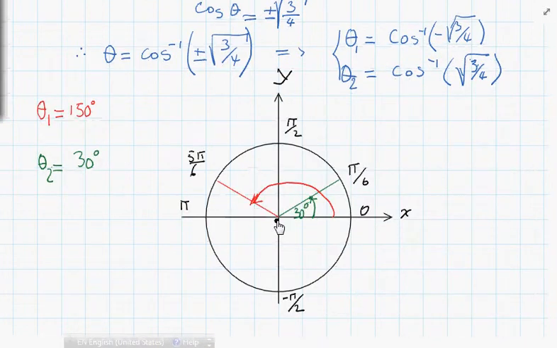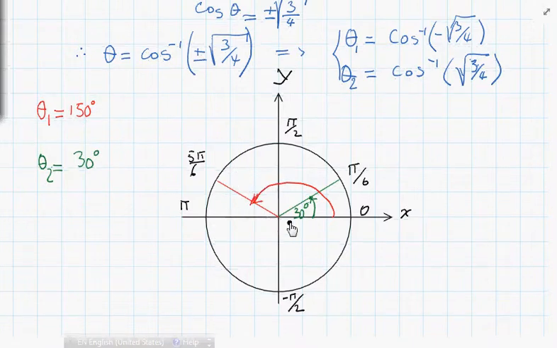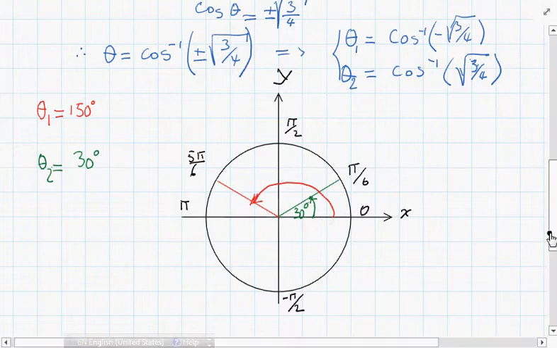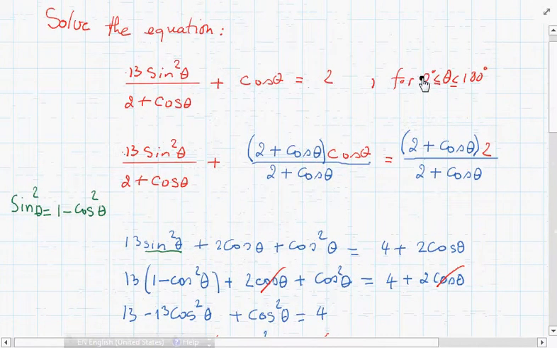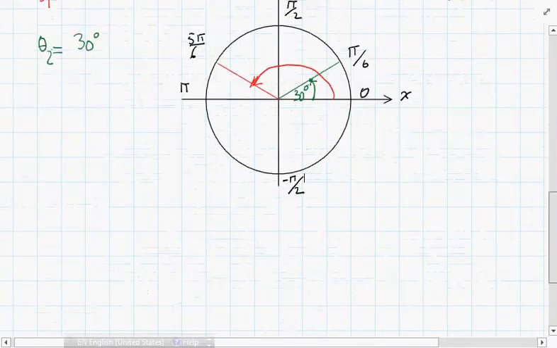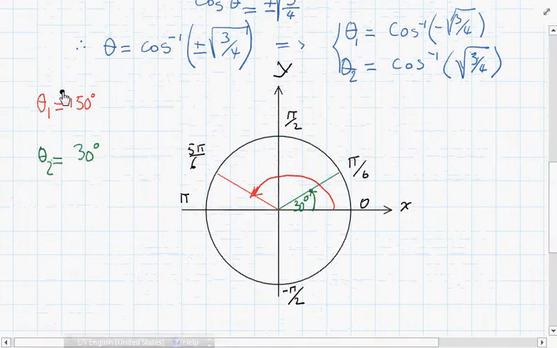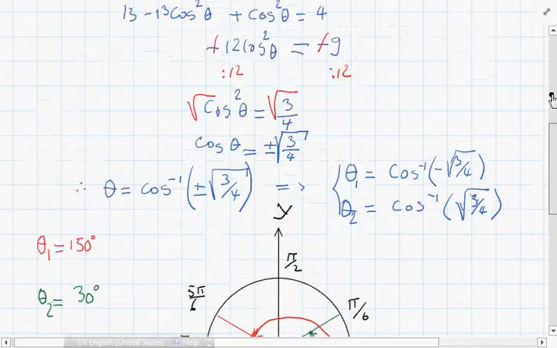So here we drew a unit circle to show you where the angles are situated on the circle. The 30 degrees here is pi divided by 6, and 150 is 5 pi divided by 6. So this is this angle here, in red. As you can see, we are in our range of 0 to 180 degrees, as it was asked at the beginning. So this is the solution to the equation which we had to solve from the beginning.